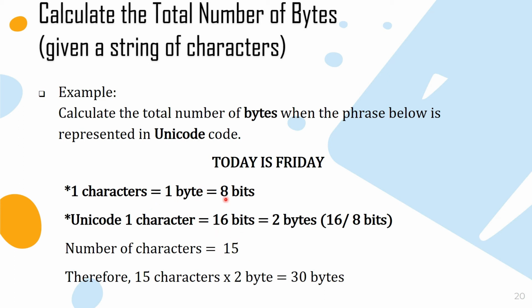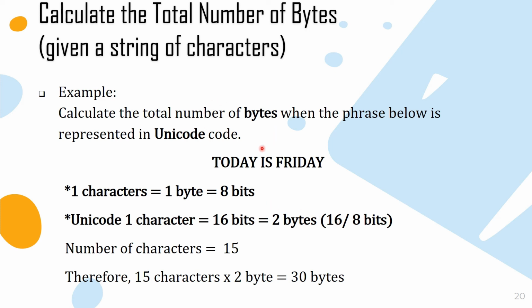Here are the things that you should know about Unicode. 1 character equals 1 byte equals 8 bits in ASCII or ABCD. But for Unicode, 1 character uses 16 bits. It is equal to 2 bytes. How do we get 2 bytes? Because 16 bits divided by 8 bits. So 1 Unicode character will use 2 bytes.